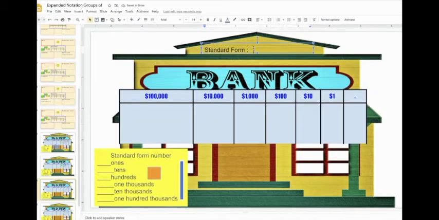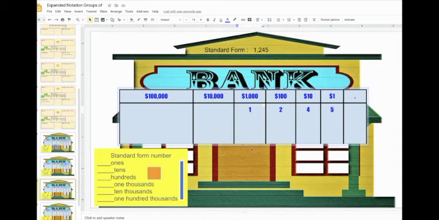Let's try 1,245. But we need to put this number in the place value chart. Always begin in the ones when you put it in the place value chart. 5, then a 4, 2, and a 1. Very good. Okay, so I have my digits in my place value chart.